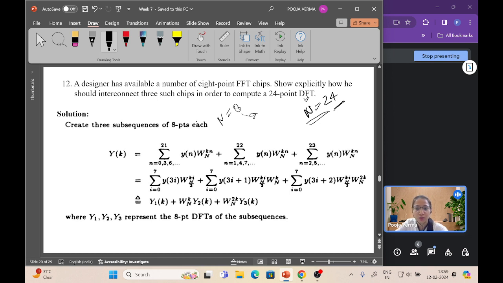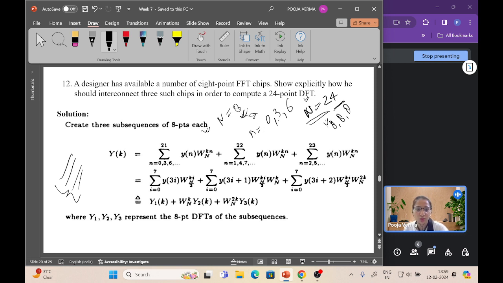So first we need to create three sequences of 8 points each, because we have only 8-point FFT chips. In the FFT algorithm, as we know, the input is in bit reversed order, and with 8 points we are just dividing into even and odd sequences. But here 24 points are given, so first we need to convert into 8, 8, and 8. What we need to do is take n in three 8-point FFTs. So how will we choose first?